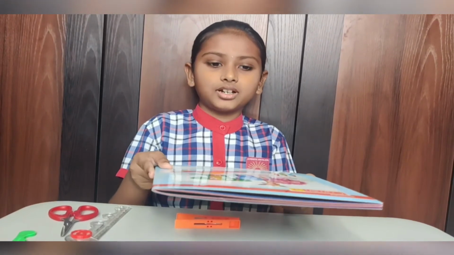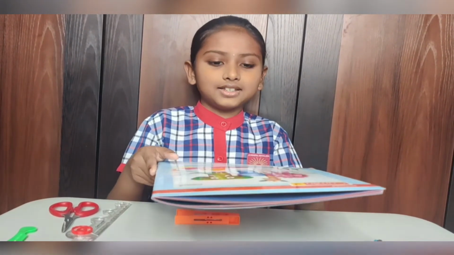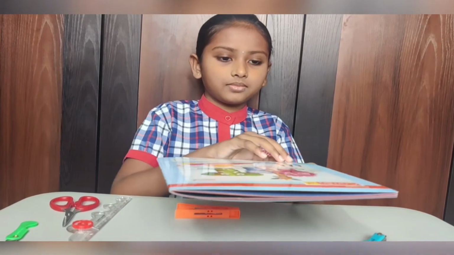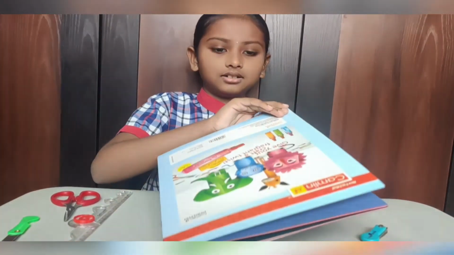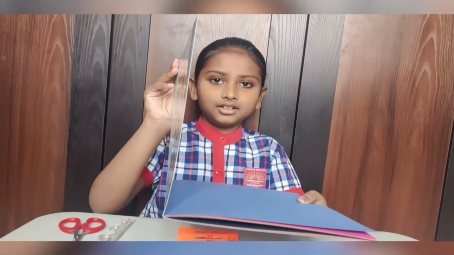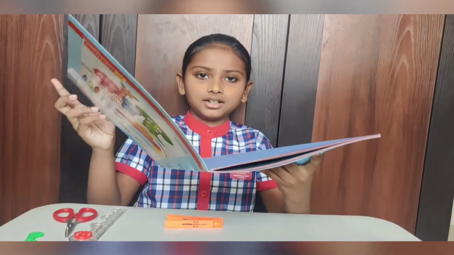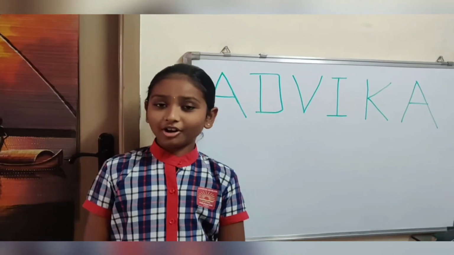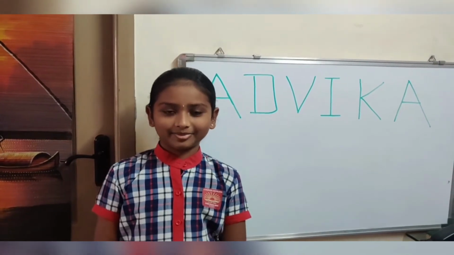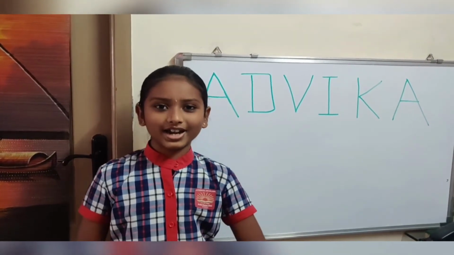This is a book. I am going to show you 4 angles in this. Acute angle, right angle, obtuse angle and straight angle. Now I am going to show you angles in my name. I am lucky to have all the 4 angles in my name.